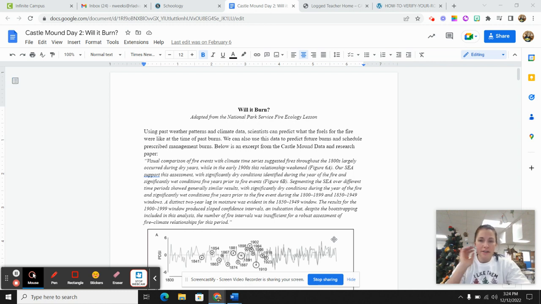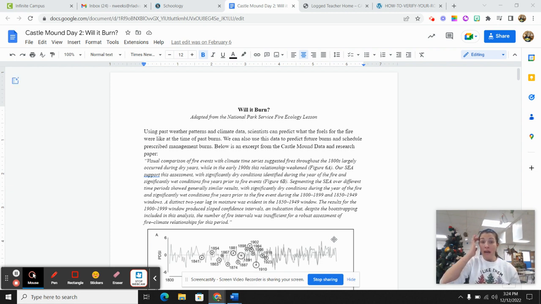Hey guys, so today you are going to start the next part of our Castle Mound data, and this is the lab called Will It Burn? So last class, you looked at a bunch of different tree data and we did some tree measuring. We measured along a transect, we measured DBH of the trees, the height of the trees, as well as the species of the trees.